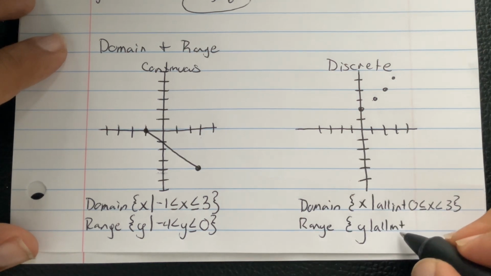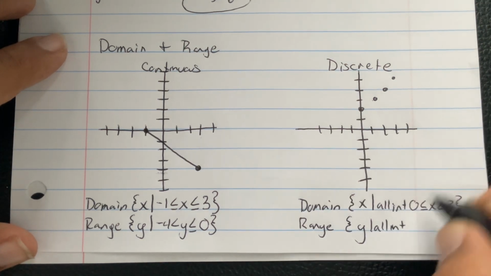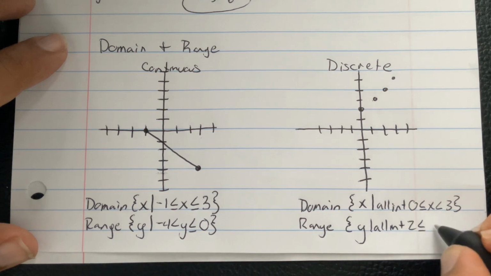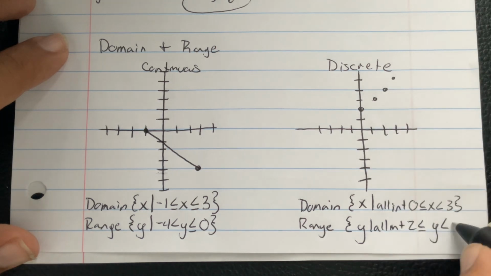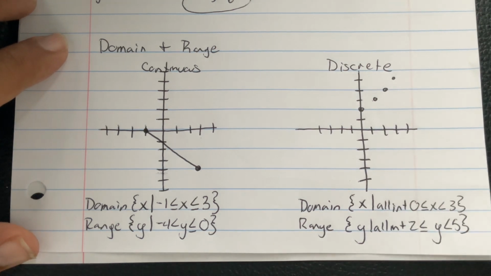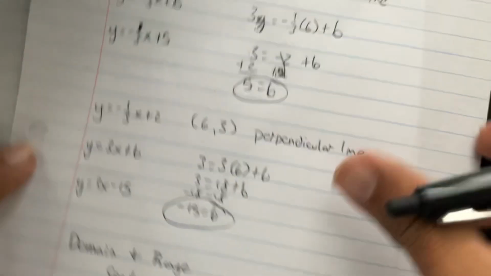You could write whole numbers in this scenario. I just like writing integers. And it's going to be 2 all the way to 5. And that's domain and range for continuous and discrete.